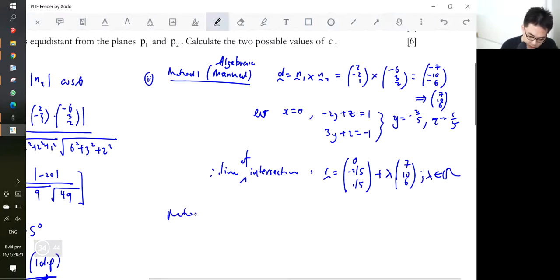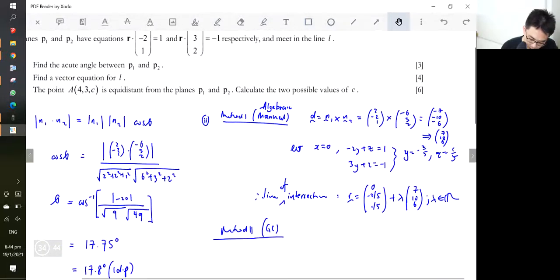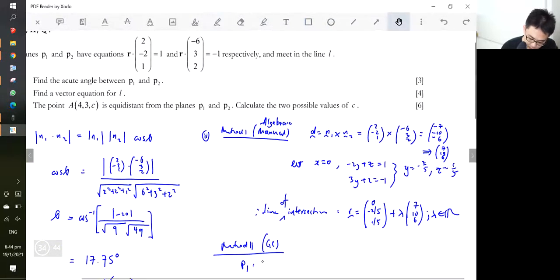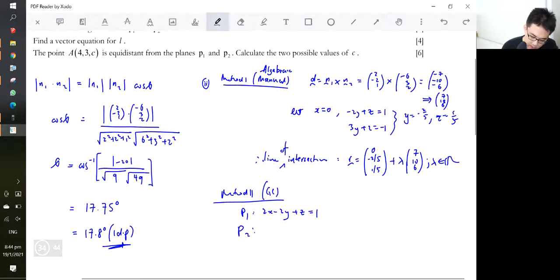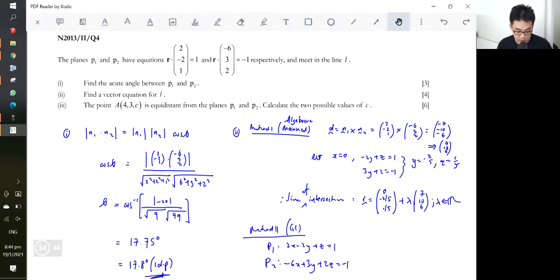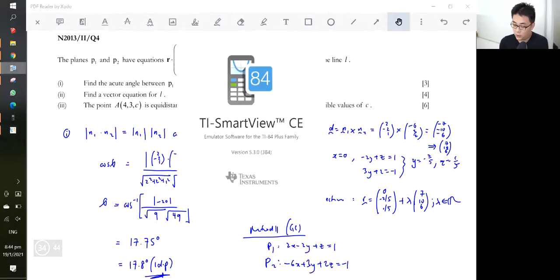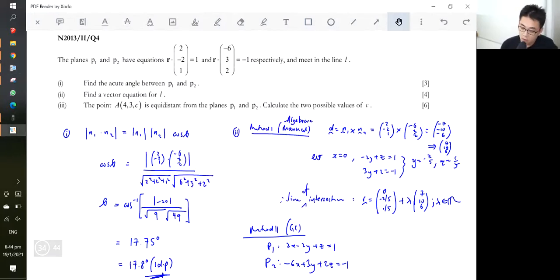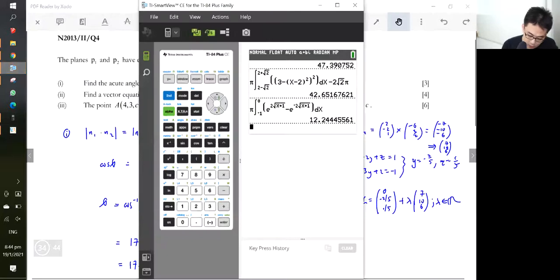Now, method 2, using GC. How do you use GC? Plane 1 is 2x minus 2y plus z equals to 1. Plane 2 is negative 6x plus 3y plus 2z equals to minus 1. Okay. What you do is you just bring out your GC very simply. I need to show you this because this is likely what your school will learn. You need to know both. Algebraic, you need to know because you need to know how to solve it, obviously, for obvious reasons, when the question becomes not so obvious.